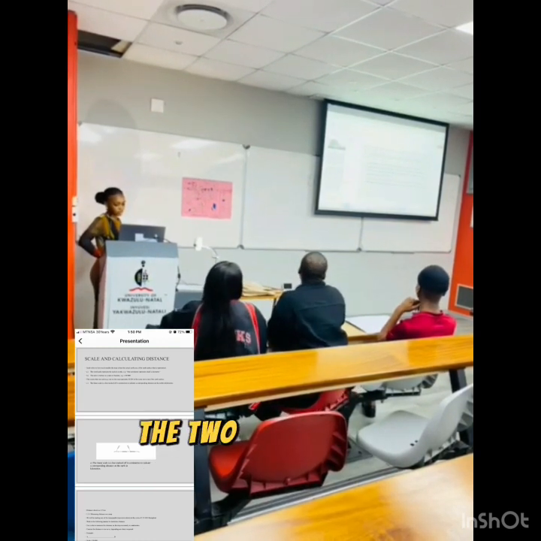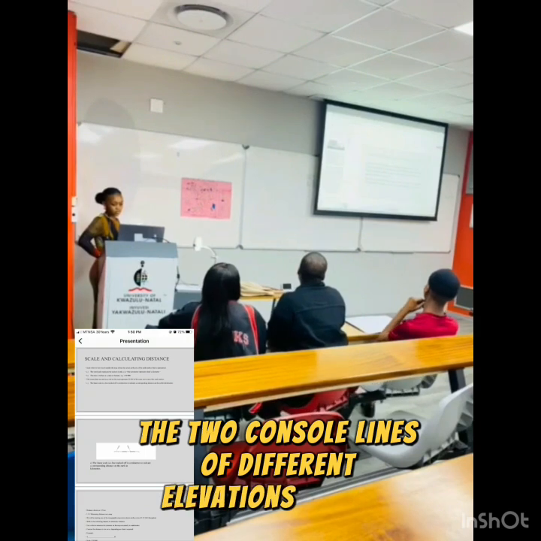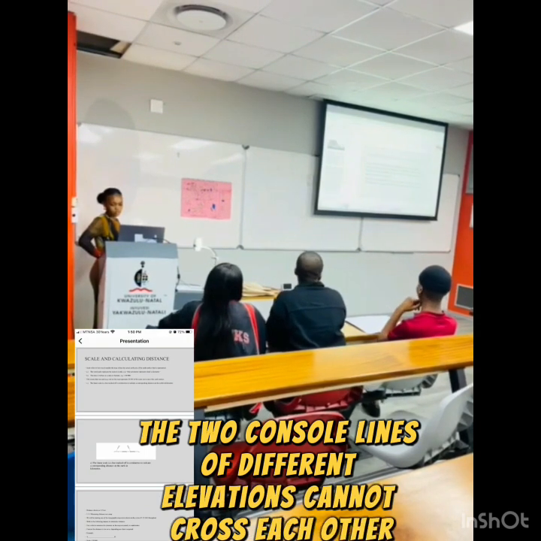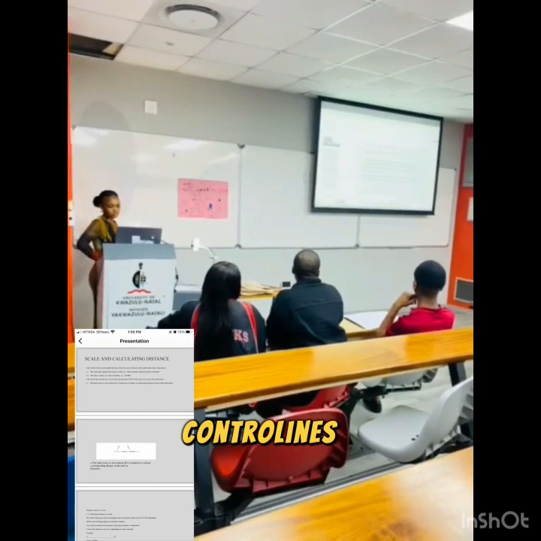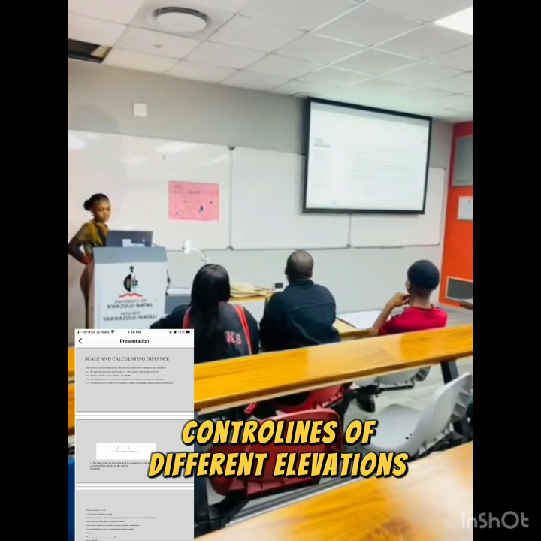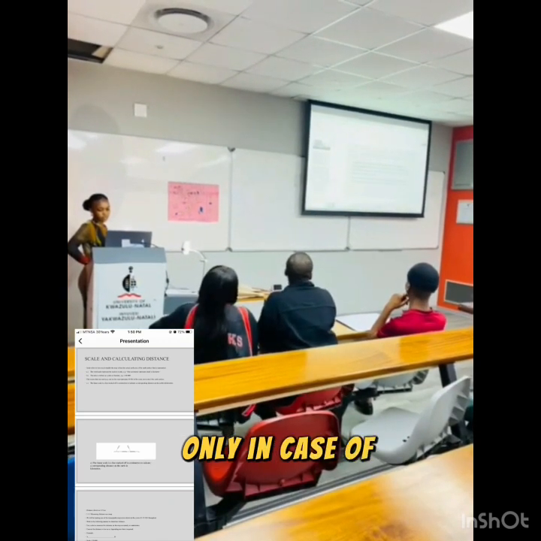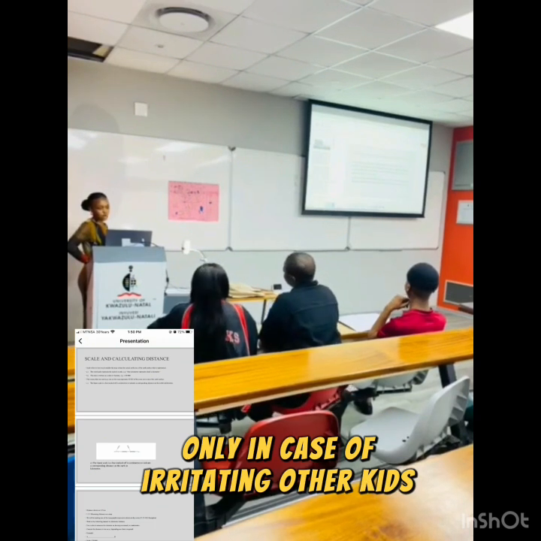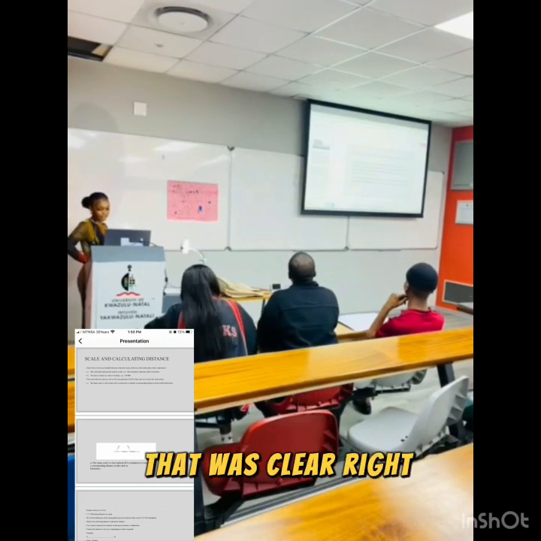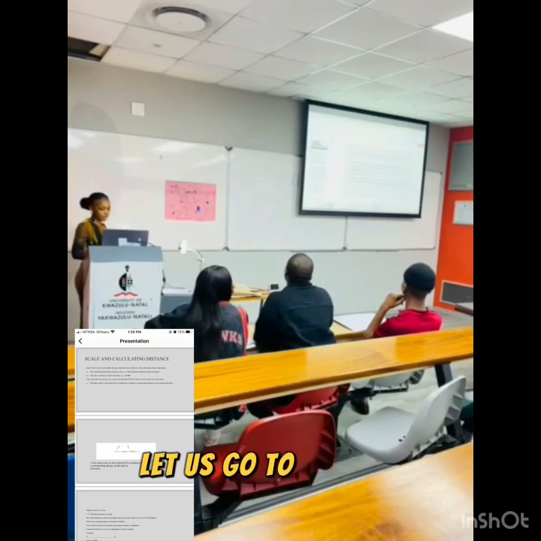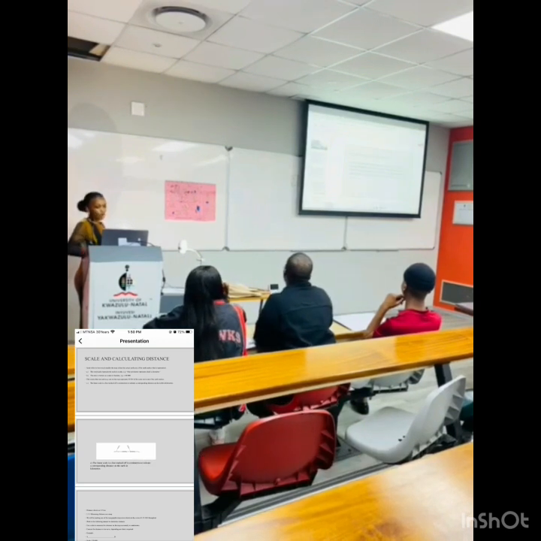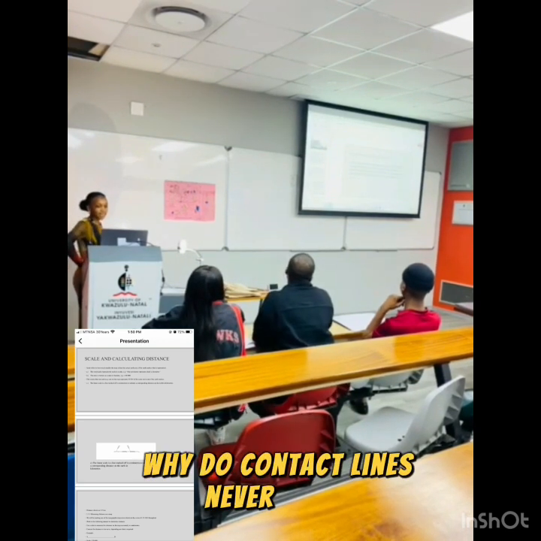Two contour lines of different elevations cannot cross each other. Contour lines of different elevations can unite to form one line only in case of a vertical cliff. Okay, that was clear, right? Let us go to the other slide. Why do contour lines never cross?